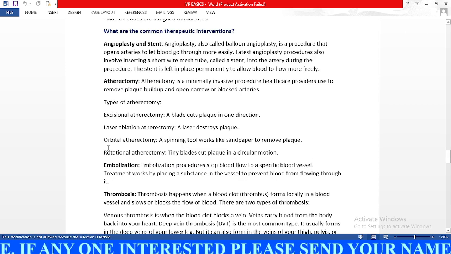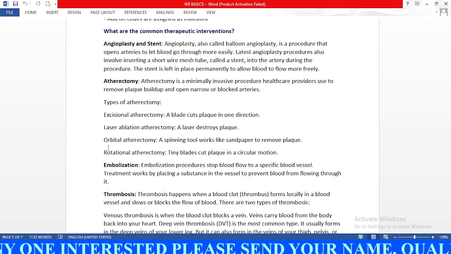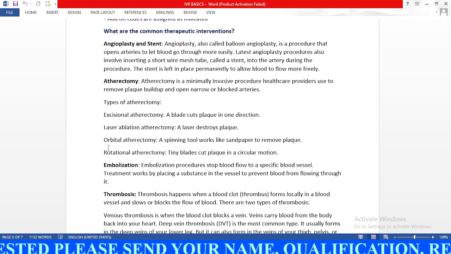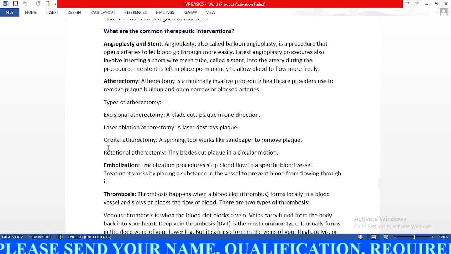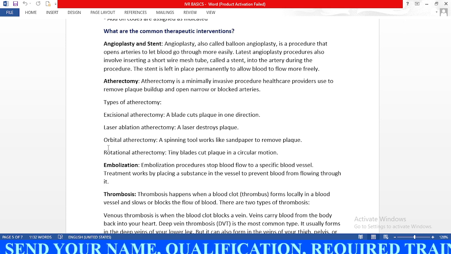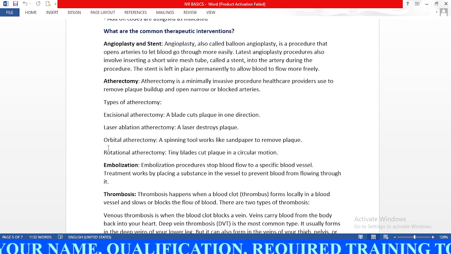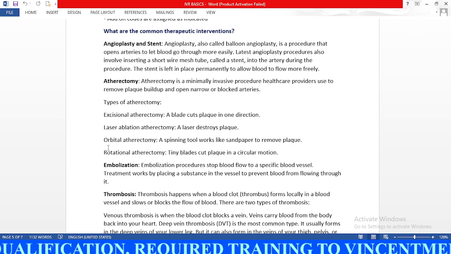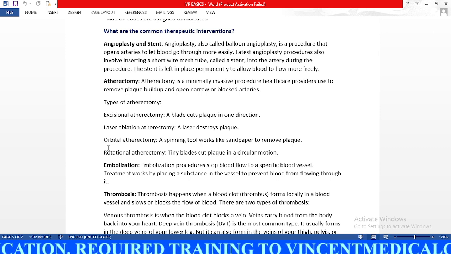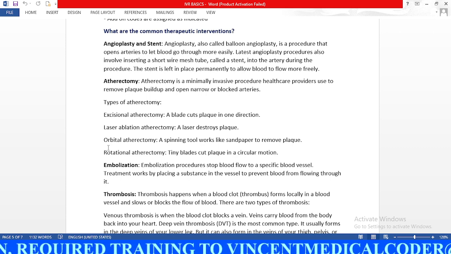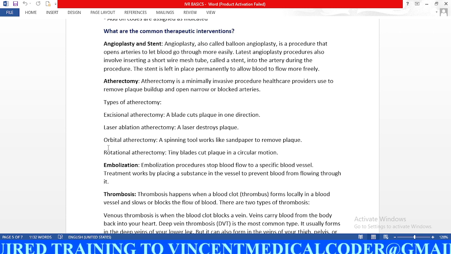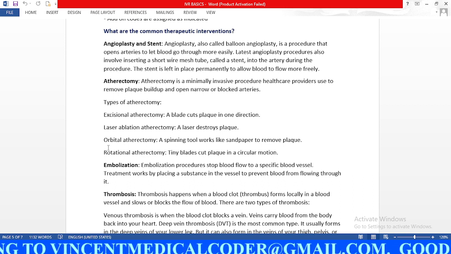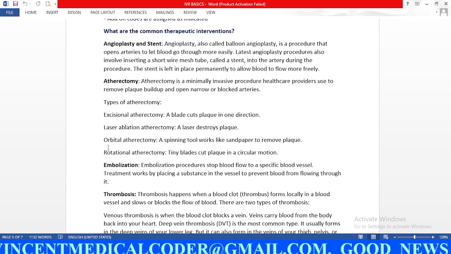So what are the common therapeutic interventions? The most common or basic one is angioplasty. Angioplasty basically means repair of the vessel. So angioplasty and stent. Angioplasty, also called balloon angioplasty, is a procedure that opens arteries to let blood go through more easily. So basically using angioplasty, the physician will open the clogged arteries. Latest angioplasty procedures also involve inserting a short wire mesh tube, usually called a stent, into the artery during the procedure. The stent is left in place permanently to allow blood to flow more freely.